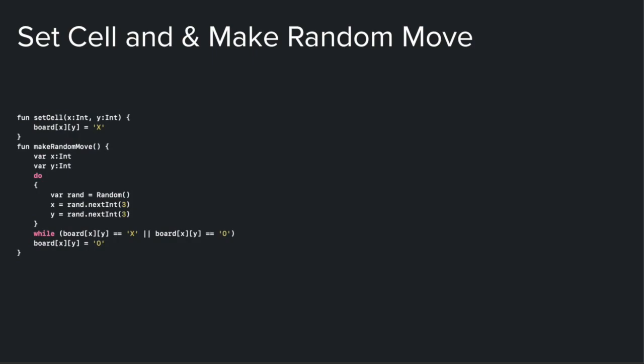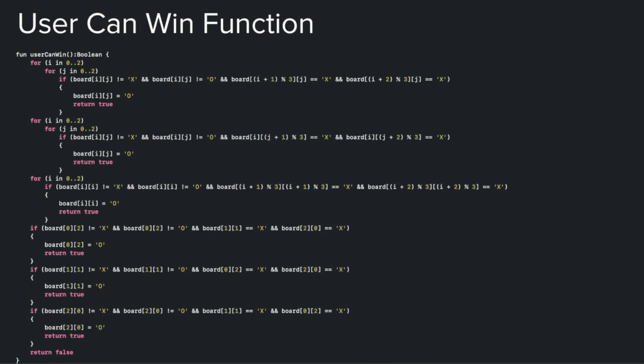First, there's a function called setCell, which receives basically two integers, and it sets the certain cell within the board with the value X. And then there's a function called makeRandomMove. This function includes a do while loop that keeps repeating itself, looking for any random place within the board that is not contained with the values X or O, and then it sets that value with the value O. Then there is the function userCanWin, which is very similar in logic to the function computerCanWin. Therefore, we're not going to be wasting time explaining both functions. They pretty much do the same thing, except that one of them looks for cases in which the computer can win, and the other looks for cases in which the user can win.